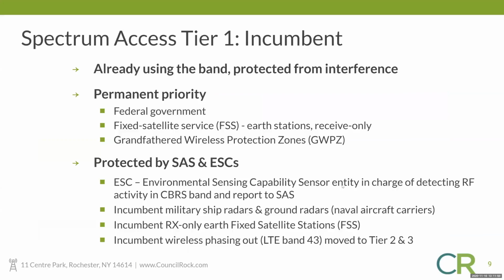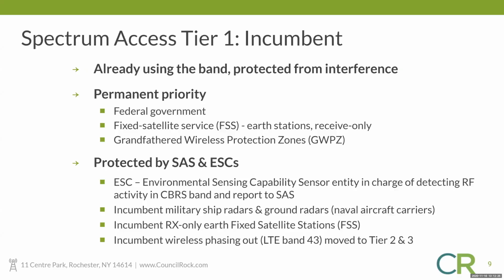So let's go into more details about each of them. Spectrum access Tier 1, the incumbents, who are they? They already are using the band, and they are protected from interference. They have permanent priority. Like I mentioned, the federal government are some of these incumbents. Naval ships and radars, that's what you saw in the map. All of the red lines on the coastal lines is because they have a lot of naval ships coming into the coast, and they use portions of this spectrum.